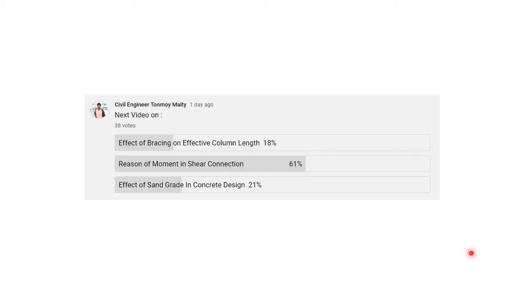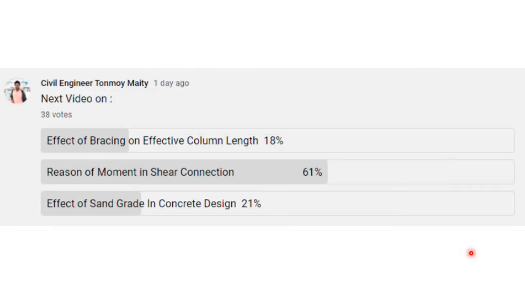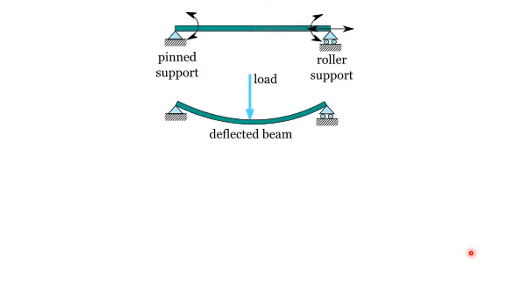Okay guys, in my last community post, I asked you on which topic you'd like to have a video. And most of you have cast your vote in favor of the reason for moment in shear connection. Now, for beginners, they may be confused about what a shear connection actually is.